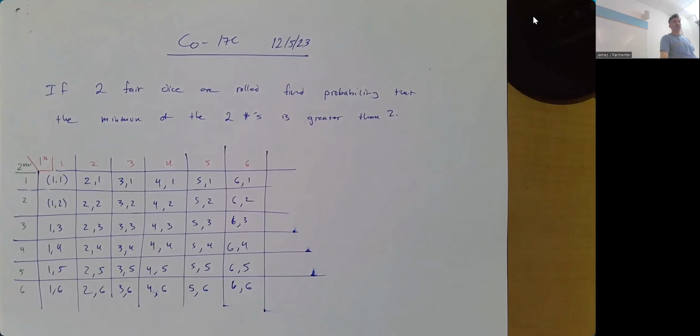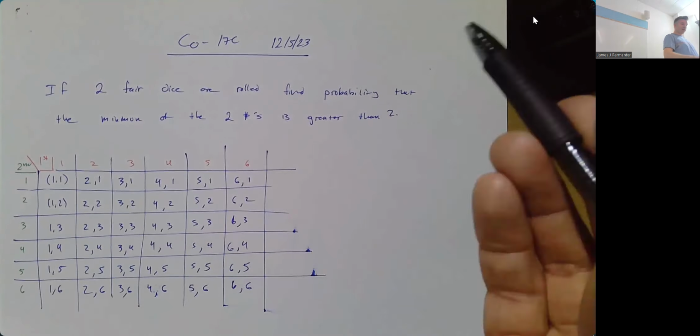So now the question. We want to find the probability that the minimum of the two numbers is greater than 2. And I do read that as strictly greater than, not greater than or equal to. So the minimum needs to be 3 or larger.